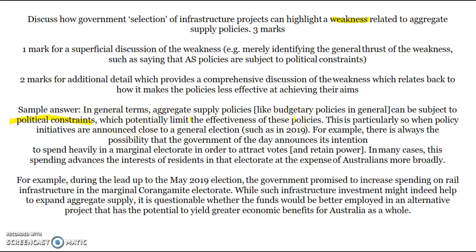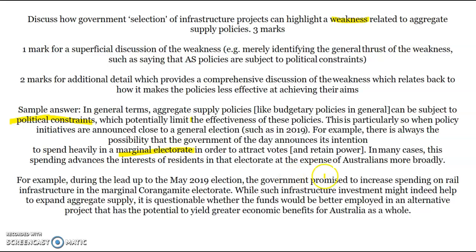The one they're talking about here is when we're leading up to an election, and this is something we've focused on a lot, there is always the possibility that the government announces its intention to heavily spend in marginal electorates. So the idea being that too many infrastructure projects may be allocated to areas that are marginal seats, so where it's really close, so that we can basically encourage people to vote for you in that electorate.